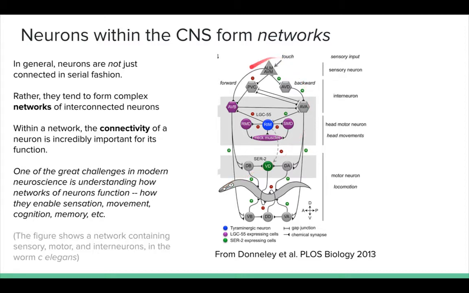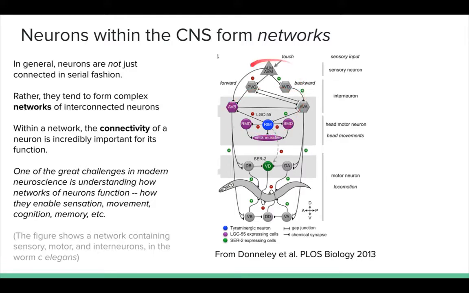And what you see here is just a connectivity diagram for some neurons within C. elegans. So for example, we know that these are sensory neurons here because they receive input from touch receptors. And we know that these are motor neurons here because they connect to muscles, which means that these are interneurons. And we'll see here that it's not just a straight connection from sensory to interneuron to motor neuron. We see that the interneurons are connected to each other in complicated ways.